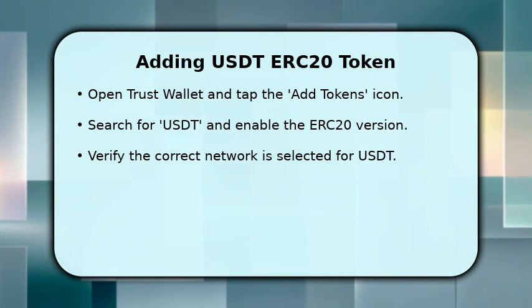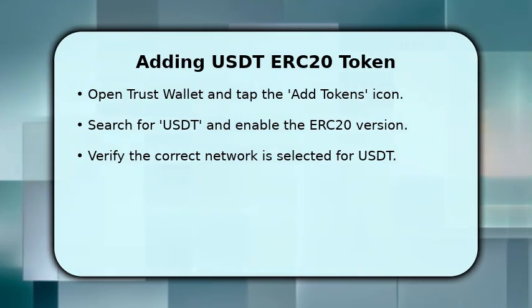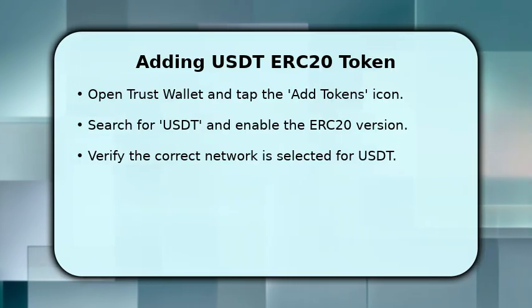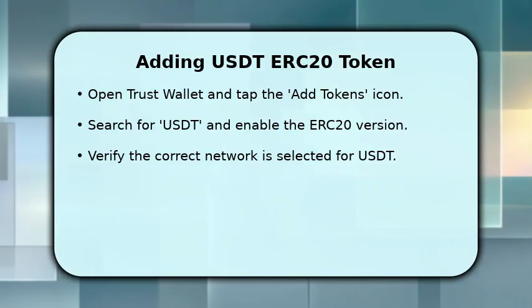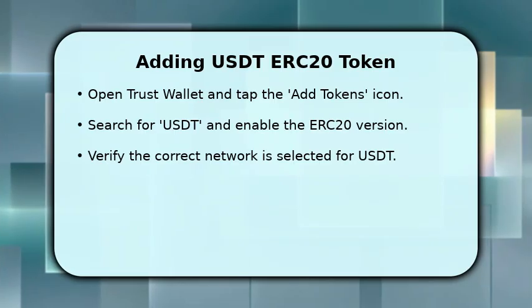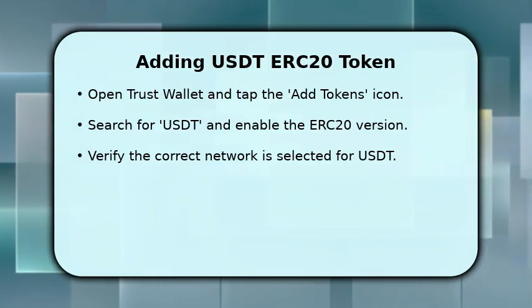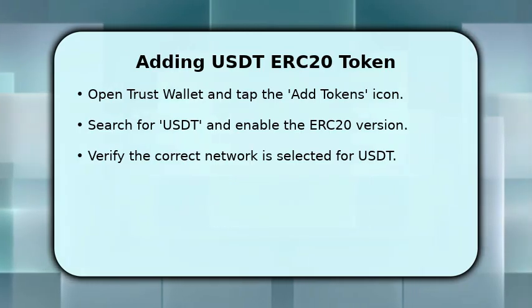Next, let's add the USDT ERC20 token to your wallet. Open Trust Wallet and tap the icon to add tokens, usually found in the top right corner. Search for USDT and make sure to enable the version that specifies ERC20, as there are other versions. Double-check that you've selected the correct network to avoid any issues with your transactions.